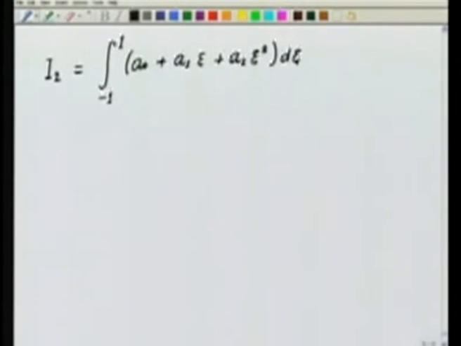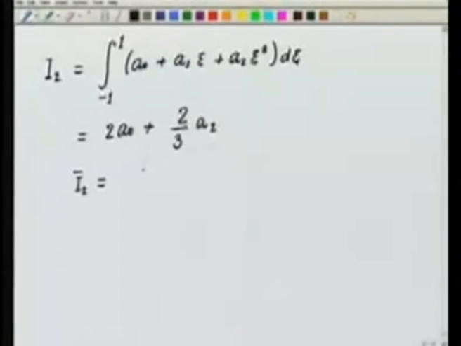So, this integral, if you see, will be equal to, by what we have done, 2a naught plus this part will drop off. This part is now again an even part, so it will give me a value which is equal to 2 by 3 a2.